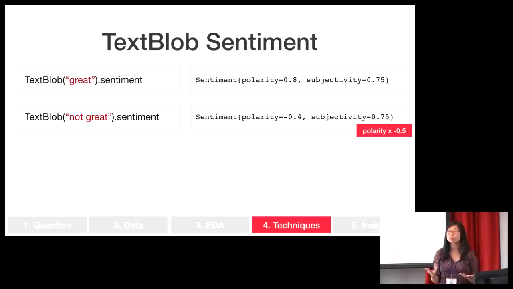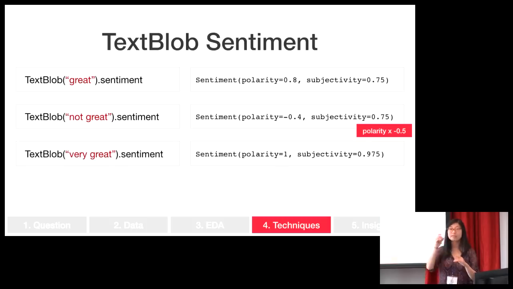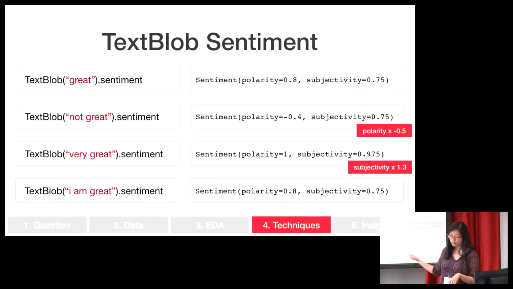So this is a rules-based approach to sentiment analysis. If you see very before a word, it multiplies both those scores by 1.3, and then caps it at 1 for polarity. Again, a rules-based approach. And then if you do I am great, you can see that it has the same score as that first line because I and am don't have any sentiment.